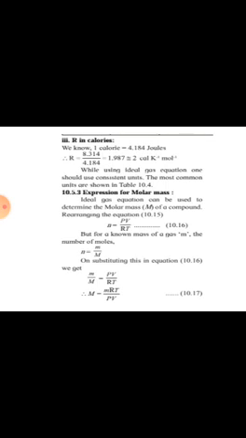Now the expression for molar mass. The ideal gas equation can be used to determine the molar mass of a compound. PV is equal to nRT. This equation is rearranged as n is equal to PV upon RT. But you know that n is equal to small m upon capital M. So substituting the value of n, m upon M is equal to PV upon RT. That is, capital M is equal to mRT upon PV.